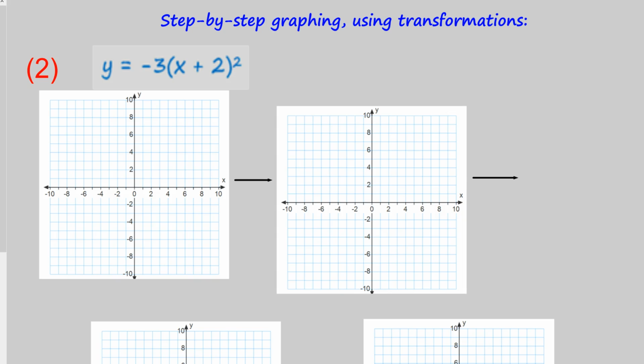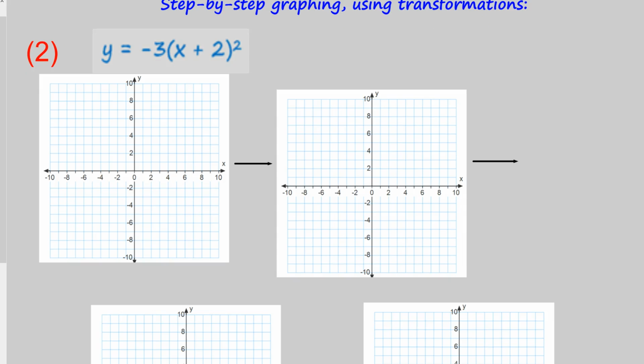So this time I decided, let's apply transformations to something curvy, like the x squared function. So we're going to graph y equals -3 times (x plus 2) quantity squared, starting with y equals x squared. That would be the parent function. And I suspect you've probably had some experience graphing this before. It's a parabola, which is a U-shaped curve. It goes through (0, 0).